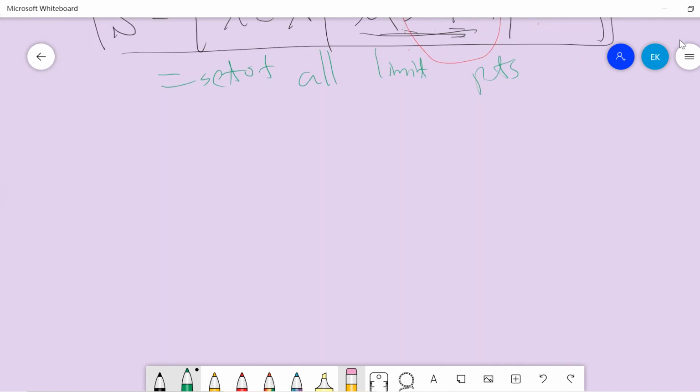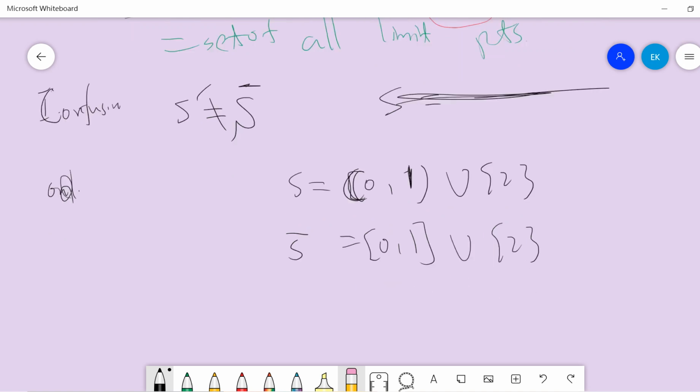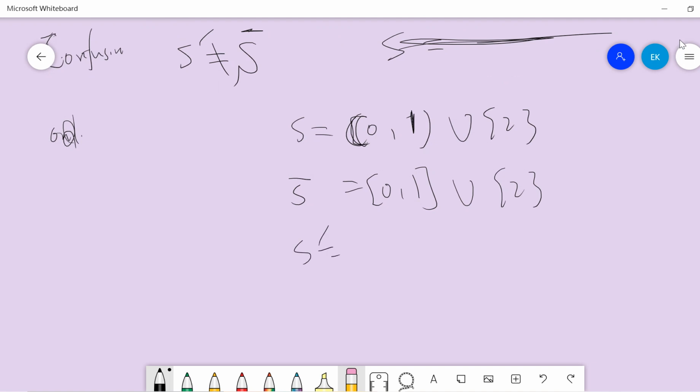One important fact, and one confusion, is that the derived set is different from the closure. One example: if S is defined to be the open interval (0,1) union one point called 2. What is the closure? Everyone knows about closed sets. Just change the open interval to a closed interval and union 2. What is the derived set?